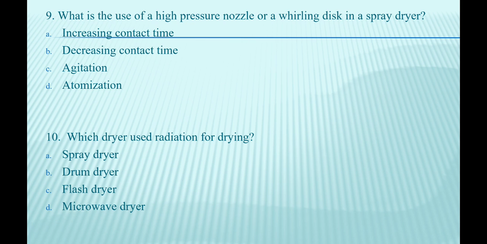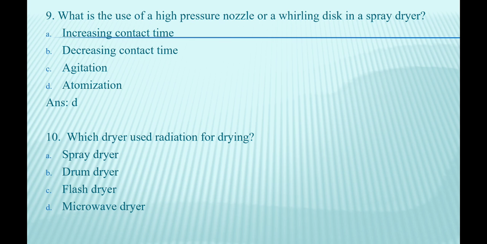Next question is, what is the use of a high pressure nozzle or a rotating disc in a spray dryer? Option A, increasing contact time. Option B, decreasing contact time. Option C, agitation. D, atomization. So the correct answer is D, that is atomization.